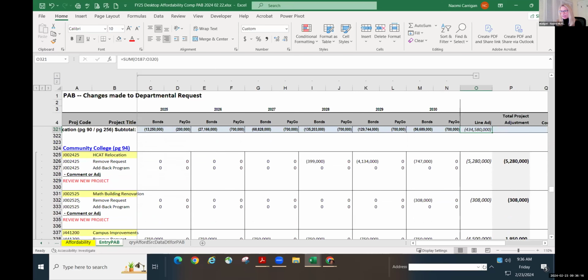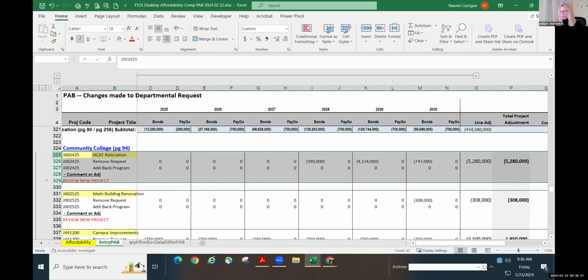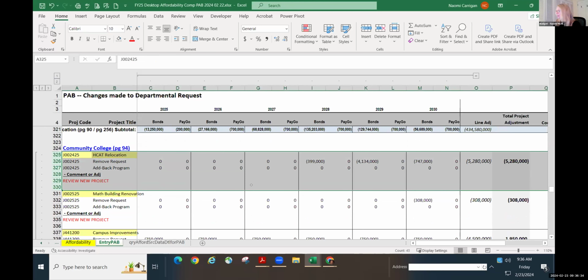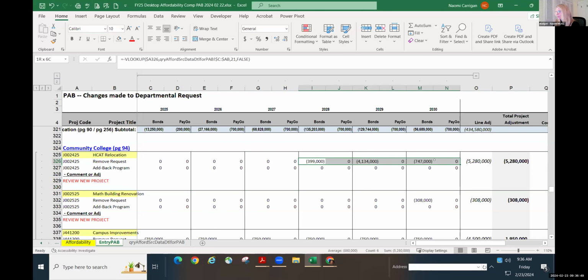Okay, the next section is community college, and that is on page 94 of your overview section, but on the highlight or on the one pager, it looks like it's page 301. The first capital project is the HCAT relocation. It's to construct a new space and relocate the HCAT program from Glen Burnie to the Arnold campus. There is state funding tied to it, so this is only half the cost. The capital project is about $10.5 million.